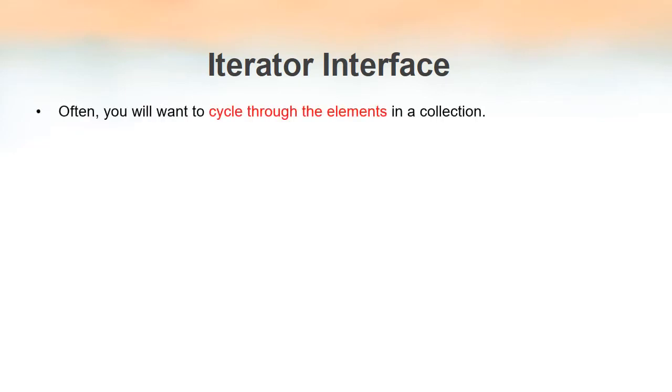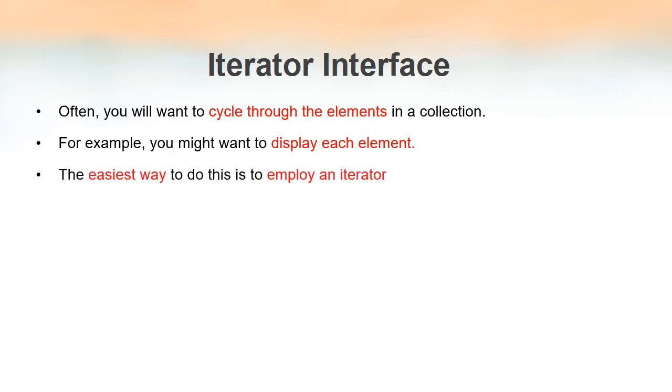So far we have learned how to create a collection, what the collection framework is, and what the different classes and interfaces included in this collection framework are. Once we create a collection, very often we would like to access each element inside it, that is, to traverse the collection that we have created. For example, sometimes we'll have to display each element one by one inside a collection. The easiest way to do this is by using an iterator.